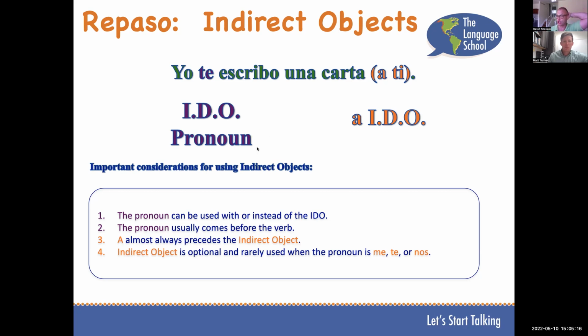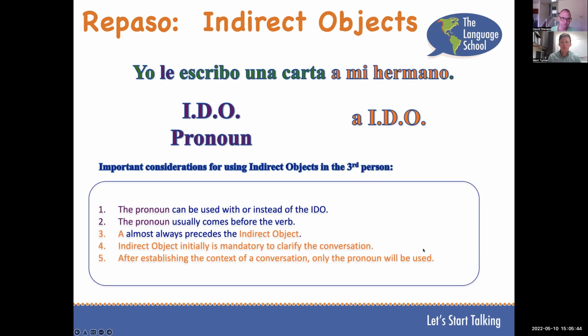In terms of structure, the pronoun would come before the conjugated verb, typically. The word a will almost always precede the indirect object, right? And the indirect object is optional in Spanish and rarely used when the pronoun is me, te, or nos. It's more commonly used when we're in the third person, right?